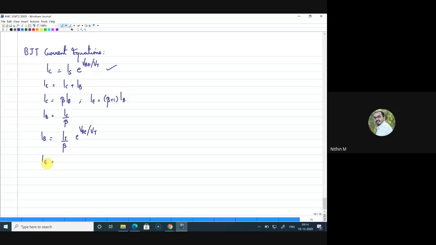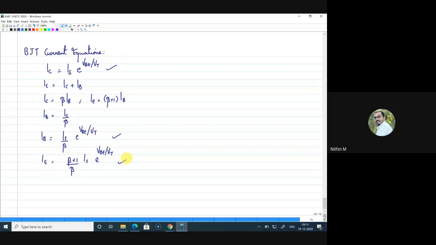All right, IE can be written as (beta plus 1) divided by beta into Is into e to the power of VBE by VT. Right, so we know what IC is, and with that I substituted for IE also. So now if we look at these three equations, it is very clear that we can write the current equations in a BJT for collector, base as well as emitter in this form.